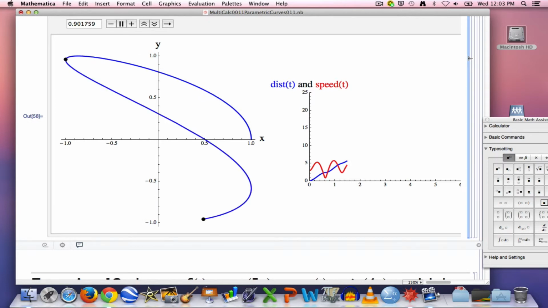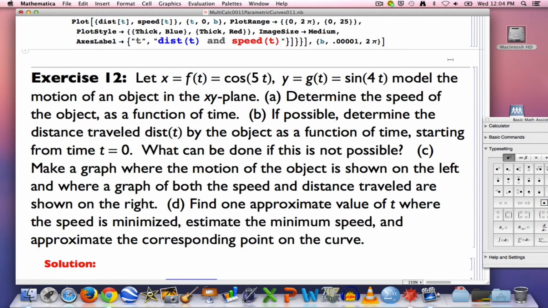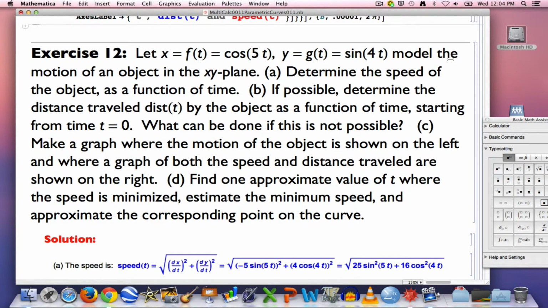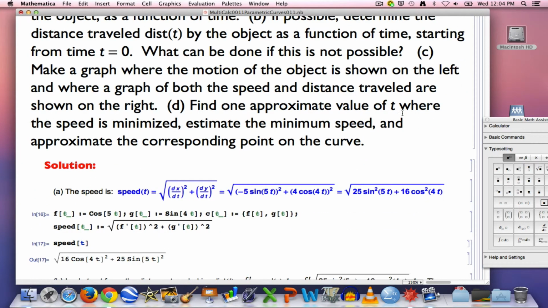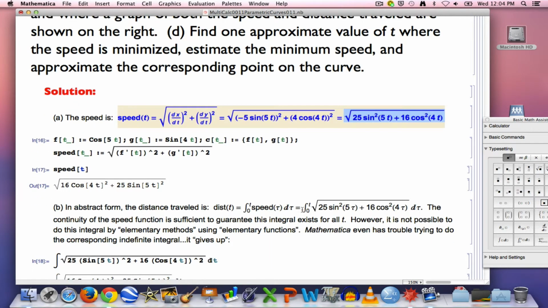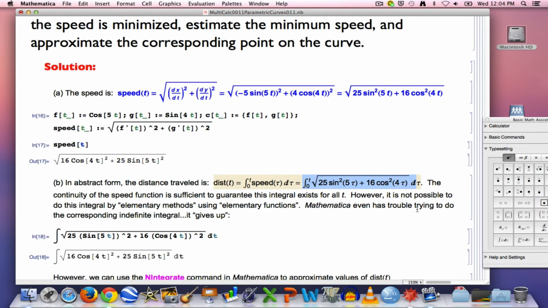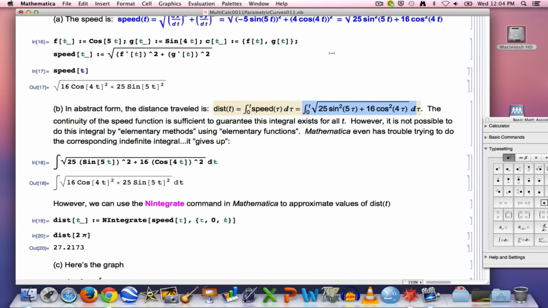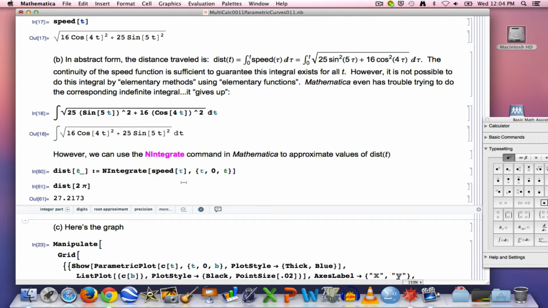Alright, here's your exercise. It's similar, not much different. F of t is cosine 5t, g of t is sine 4t. Basically, you're doing the exact same type of things. The speed is this. The distance traveled in abstract form is this. We again use NIntegrate to go ahead and calculate the distance traveled. It's a different distance traveled this time after 2 pi units.